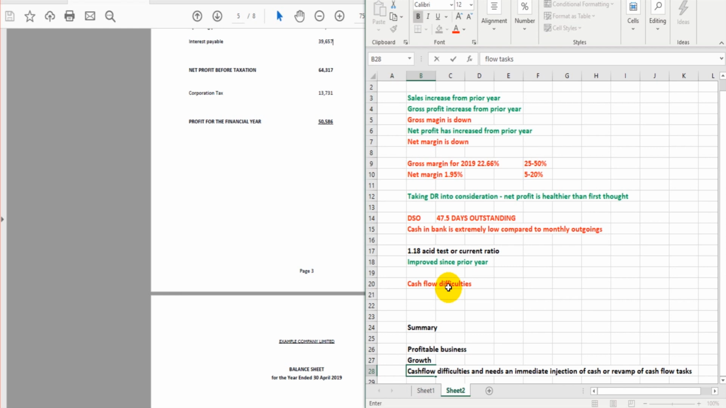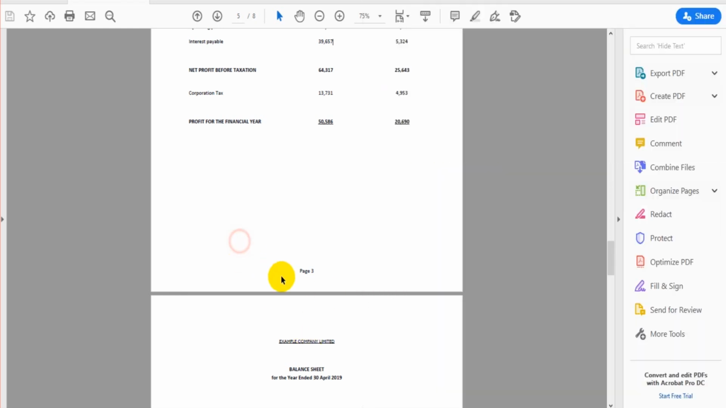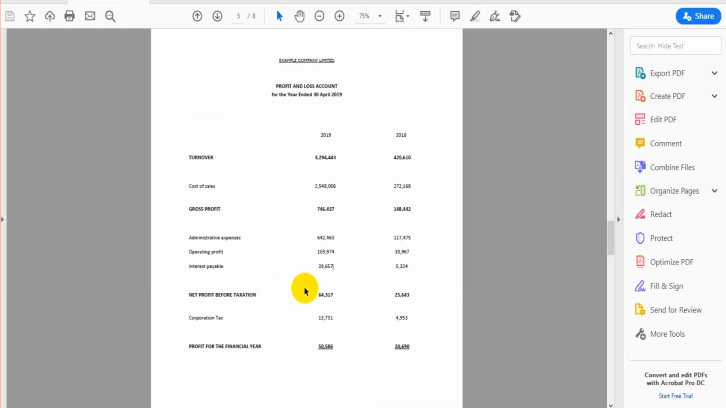So I would say this is a very good business. If I was looking to buy this business, I'd be very interested. It's really growing, it's moving in the right direction, but I need to be aware that my first task is to sort out the cash flow.